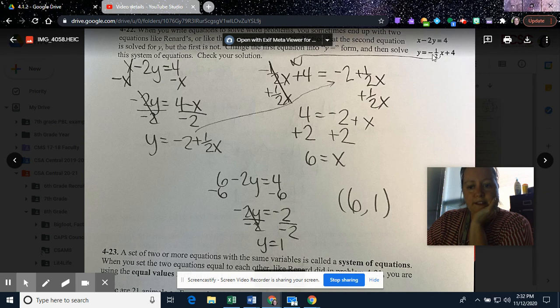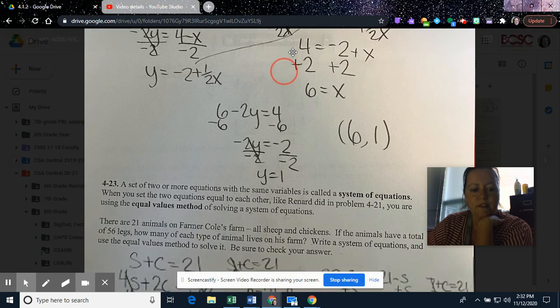If you were to plug it into this other one, negative 1/2 times 6 is a negative 3. Negative 3 plus 4 is 1. And so it works for both equations. Therefore, it is the correct solution.